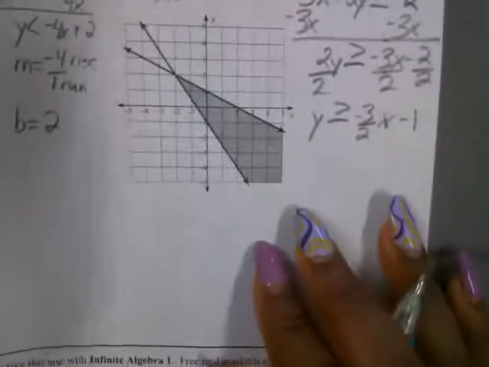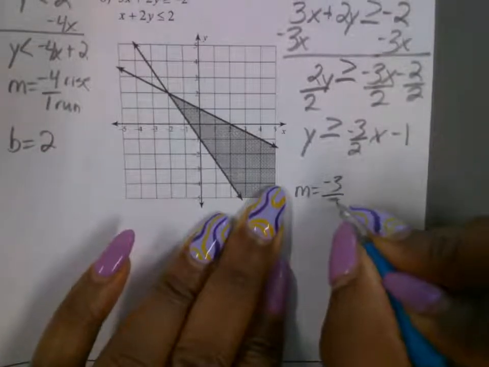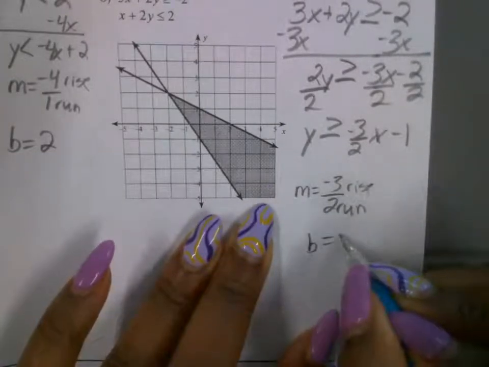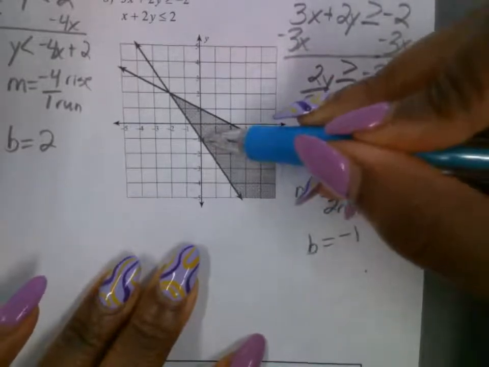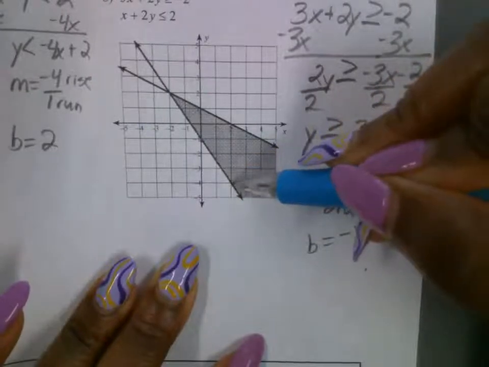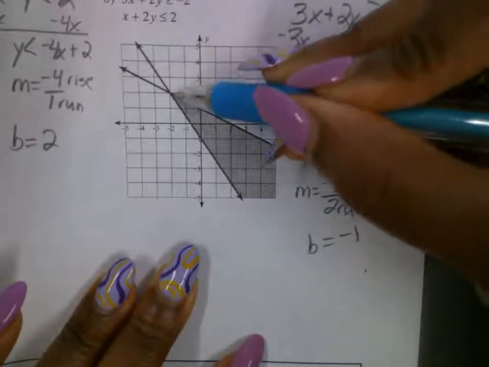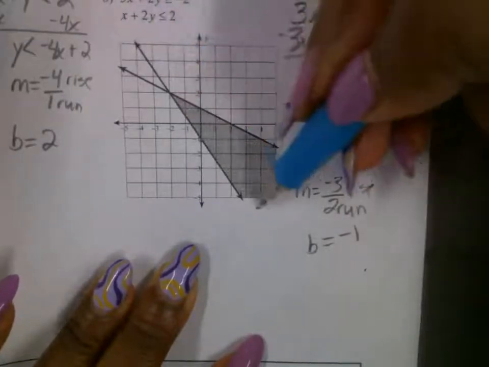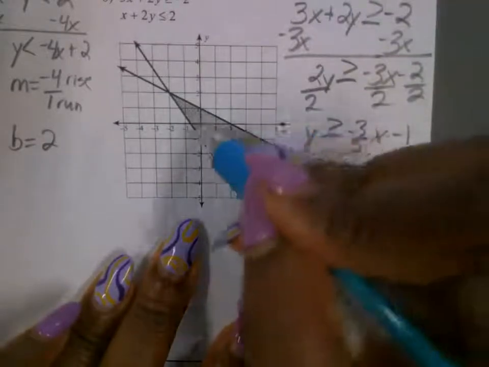All right, let me slide it up. So my m here is -3/2, rise over run, and my b here is -1. So find -1 on the y-axis, which is right here. You see that? You're going to go down 1, 2, 3, and to the right 1, 2. Points in the opposite direction go up 1, 2, 3, and to the left 1, 2. This is a solid line because it's equal to. It's greater than, so I shade above the line.